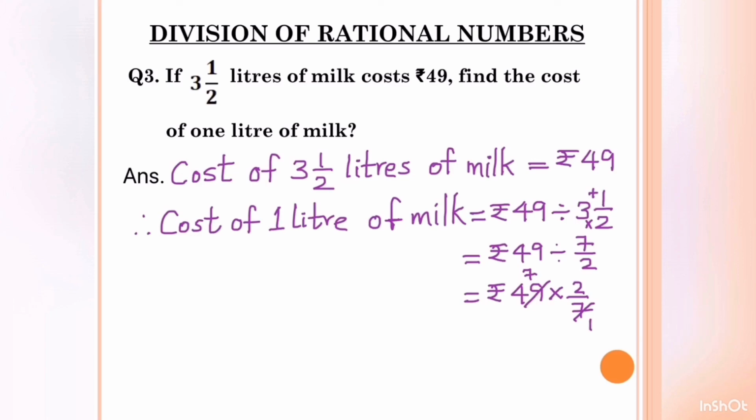This expression is equal to rupees, in the numerator we have 7 times 2. 7 times 2 is 14. And in the denominator we have 1. So 14 by 1 is 14. Therefore, cost of 1 liter of milk is rupees 14.